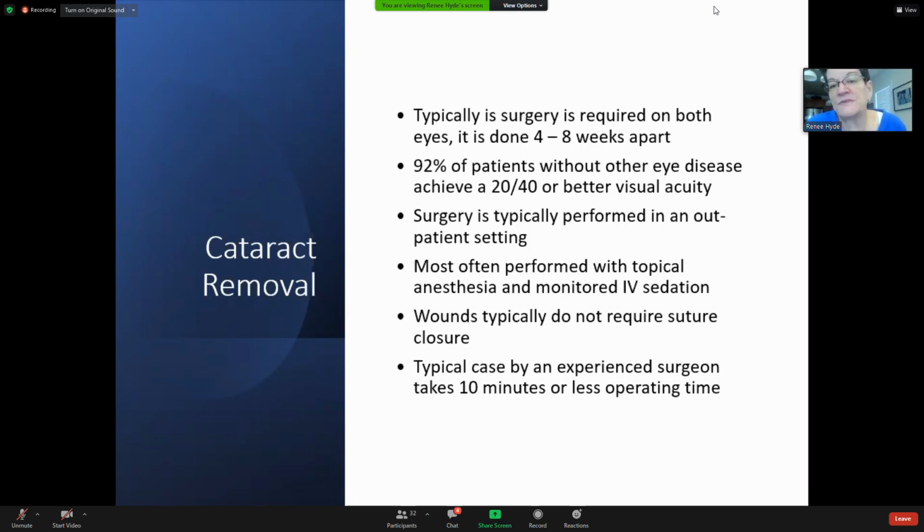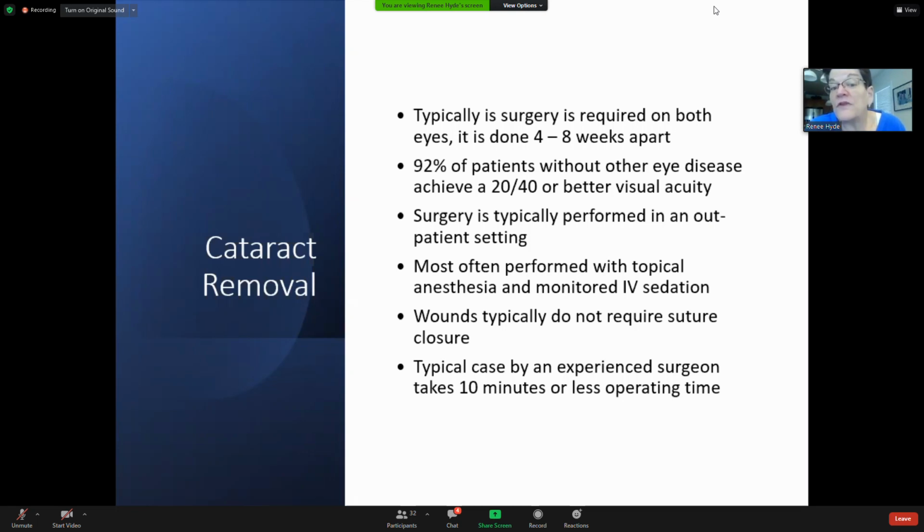92% of our patients without any other eye disease will get a 20/40 or better visual acuity, which means that they can drive without glasses. Cataract removal is done in an outpatient setting unless that patient has major medical issues. Large majority, I would say probably 99.7% of them are done outpatient.